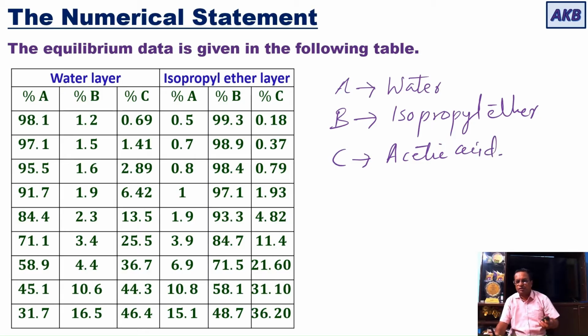So we have a ternary system of water, isopropyl ether and acetic acid, and the data when the two layers, water rich layer and isopropyl ether rich layer, are in equilibrium with each other, the composition of each layer is given to us. We have different equilibrium compositions. The compositions are given in percentage weight. So you have percentage weight of A, percentage weight of B, percentage weight of C. And in the isopropyl ether layer also we have percentage weight of A, B, and C.